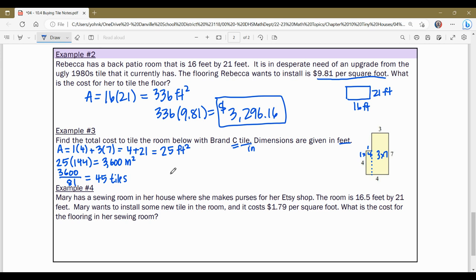Then I can find my total cost finally by taking those 45 tiles and multiplying it by the cost of each tile. And brand C tile is $1.09 per tile. So this is going to give me a grand total of $49.05.